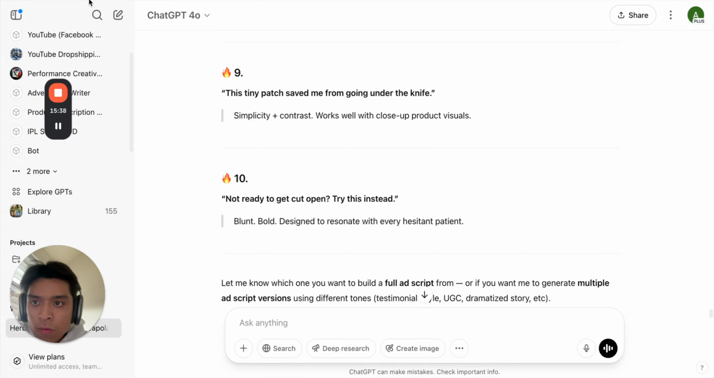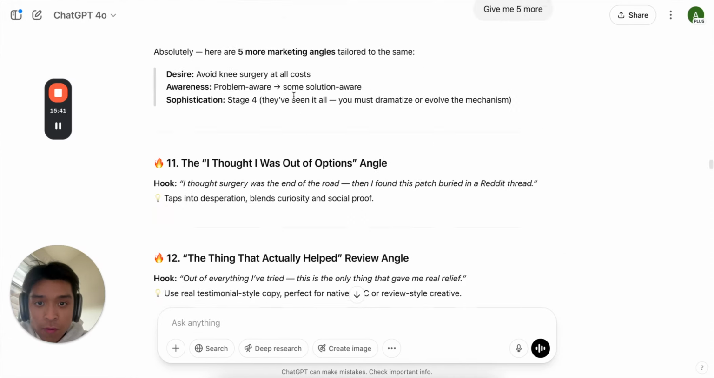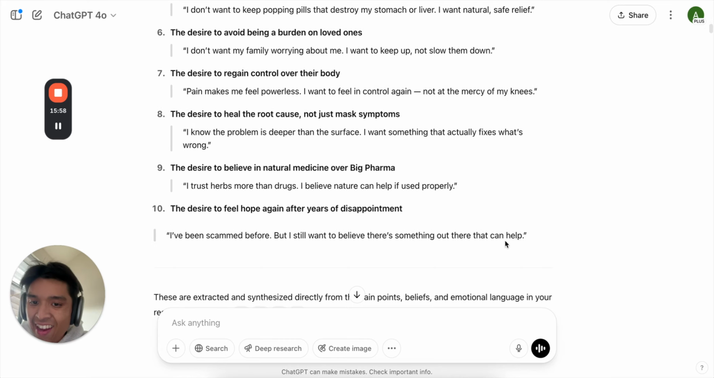So if I were you, and this is some actionable advice of what you can do, I gave ChatGPT some deep research about my product, and I asked it to extrapolate and give me 10 mass desires. As you can see: the desire to stay mobile and independent, the desire to avoid knee surgery, the desire to feel like themselves again, the desire to find something that actually works. You get the point. We have 10 core desires.